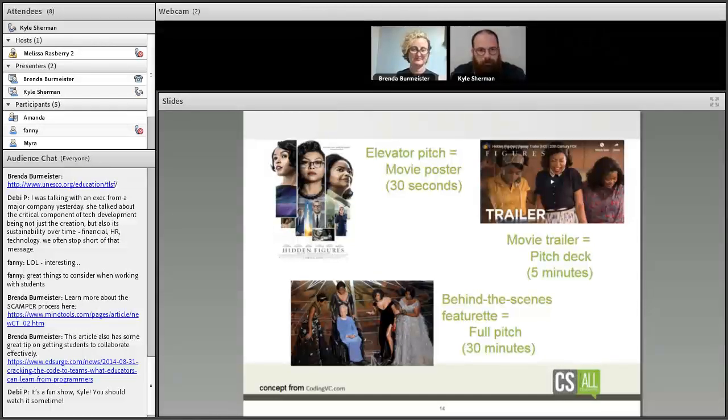You go from that very simple elevator pitch to a pitch deck. Pitch decks are another way of saying a glorified presentation. You'll have a collection of slides. The pitch deck will be about 5 to 7 minutes in length, and you give your 5-minute spiel to investors or to judges or to whomever you're trying to appeal to.